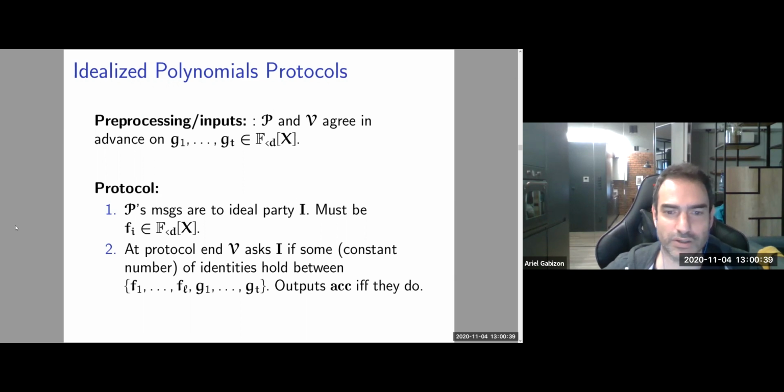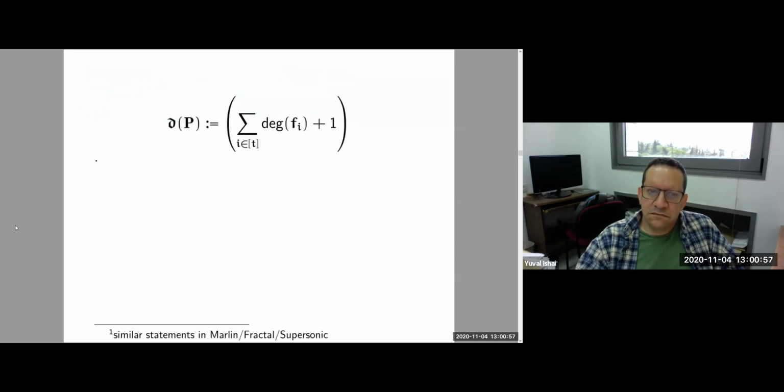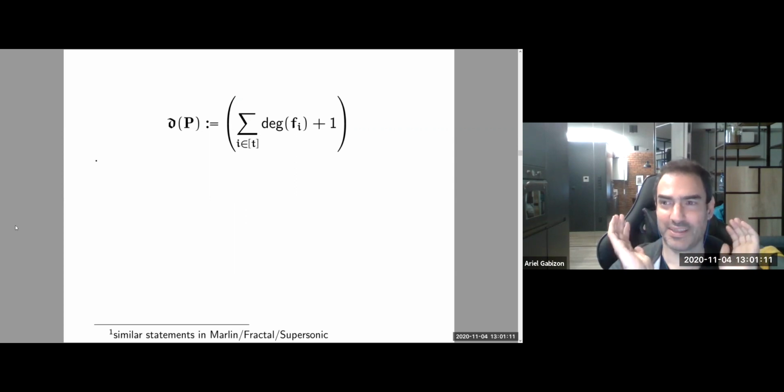Okay, so is it clear what this protocol is? Now I want to define the complexity measure for this protocol. The complexity of the protocol is simply the sum of degrees, or degrees plus one, of the polynomials the prover sent. So that is the complexity of the protocol. Very simple.